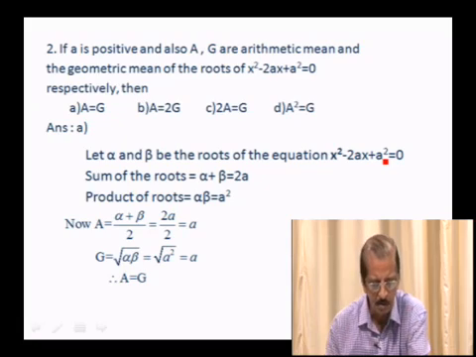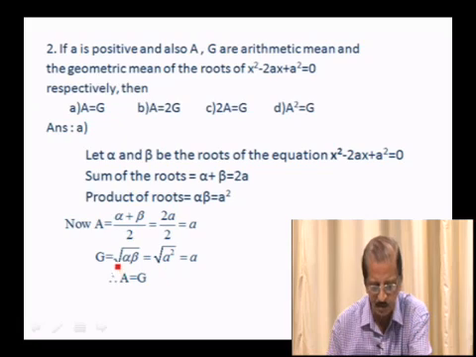So, capital A is equal to the arithmetic mean, that is alpha plus beta by 2, that is 2a by 2, is equal to a, and capital G is the geometric mean, that is root of alpha beta, alpha beta is a square, root of a square is equal to a, therefore A equals G.